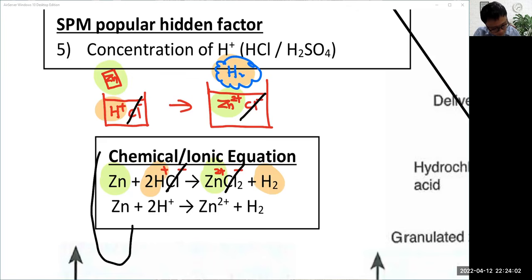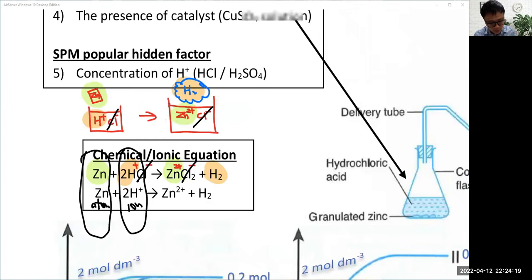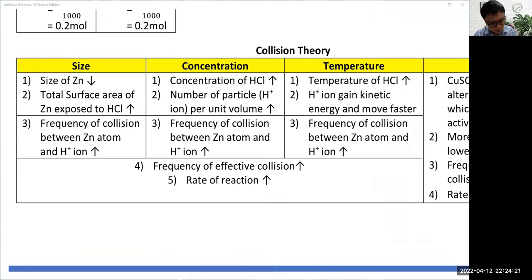So you can see that what is actually reacting is the zinc atom with the hydrogen ion. That's why my ionic equation is Zn reacts with 2H+ to become Zn2+ and H2. What is important about this ionic equation? Whenever you write about the frequency of collision, you must mention zinc atom and hydrogen ion. So this is one that you have to know.